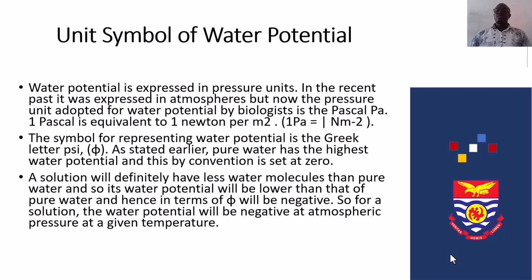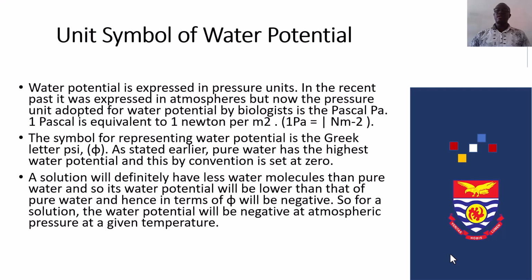Unit of water potential. Water potential is expressed in pressure units. In the recent past, it was expressed in atmospheres, but now the pressure unit adopted for water potential by biologists is a Pascal. 1 Pascal is equivalent to 1 Newton per meter squared. The symbol for representing water potential is the Greek letter psi. As earlier stated, pure water has the highest water potential, and this by convention is set at 0.